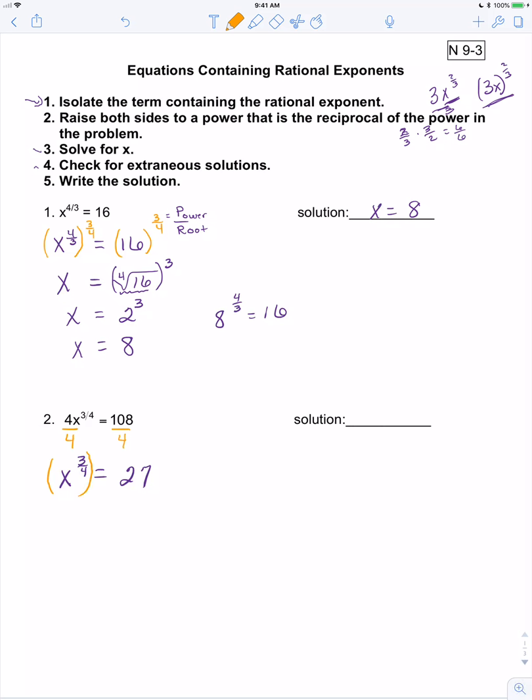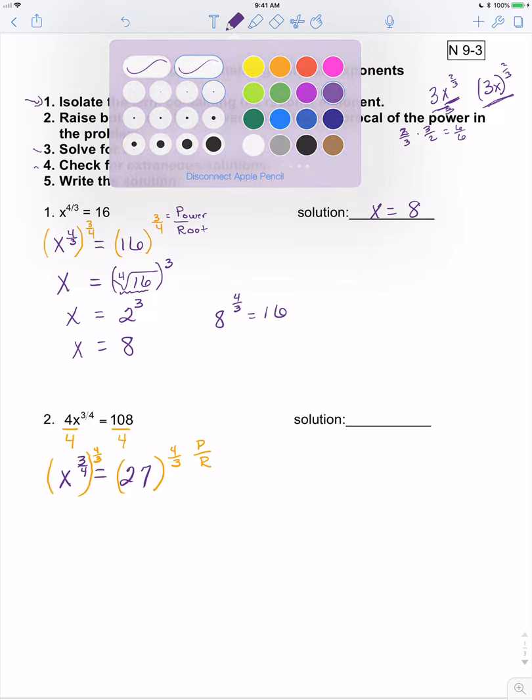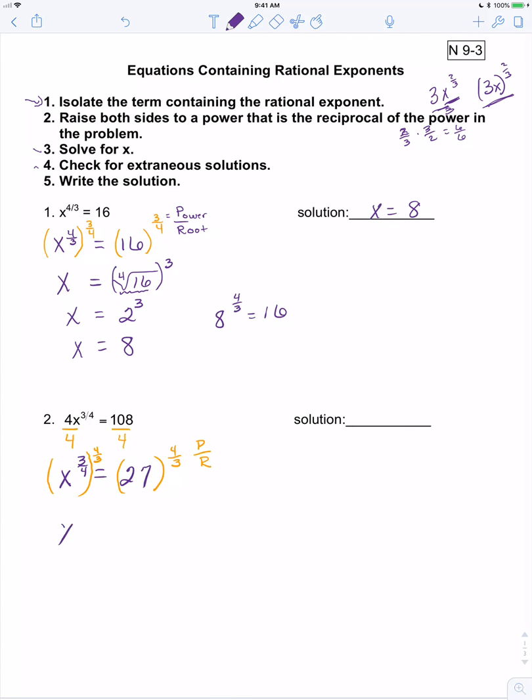So this is brought to the 3/4 power. So we're going to bring it both sides to the 4/3 power. And again, remember, that's power over the root. So if I see that that number has a perfect root, I'm going to deal with that first. So that's the cube root of 27 brought to that fourth power.